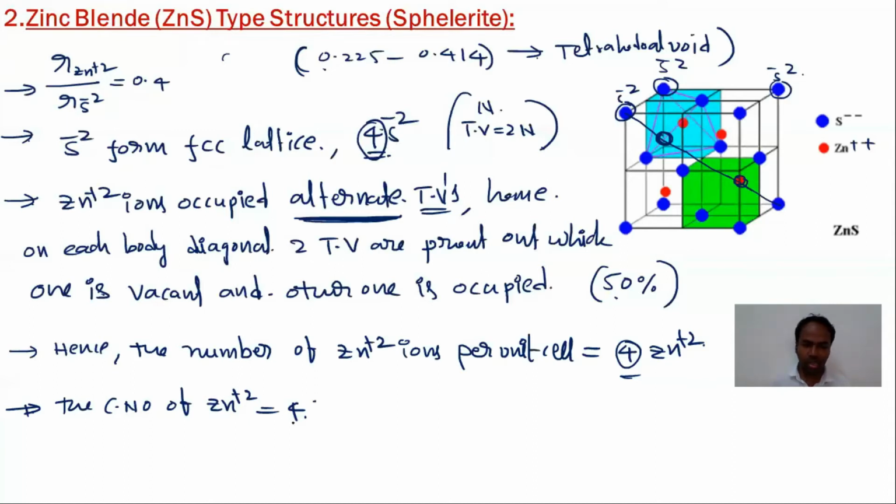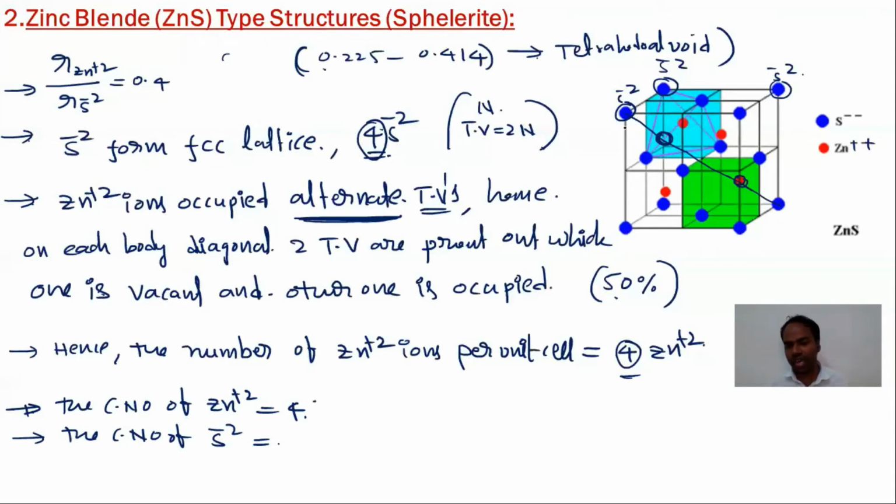Hence the coordination number is 4. In the same way, what is the coordination number of S²⁻? S²⁻ is present at the corner. For example, if you take the corner, for this corner a total of 8 cubes are common. Out of these 8 small cubes, each cube center has a tetrahedral void.